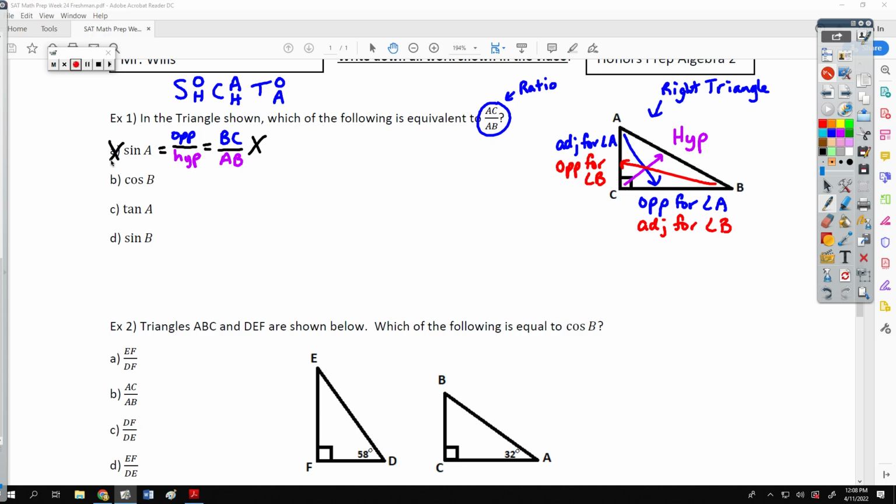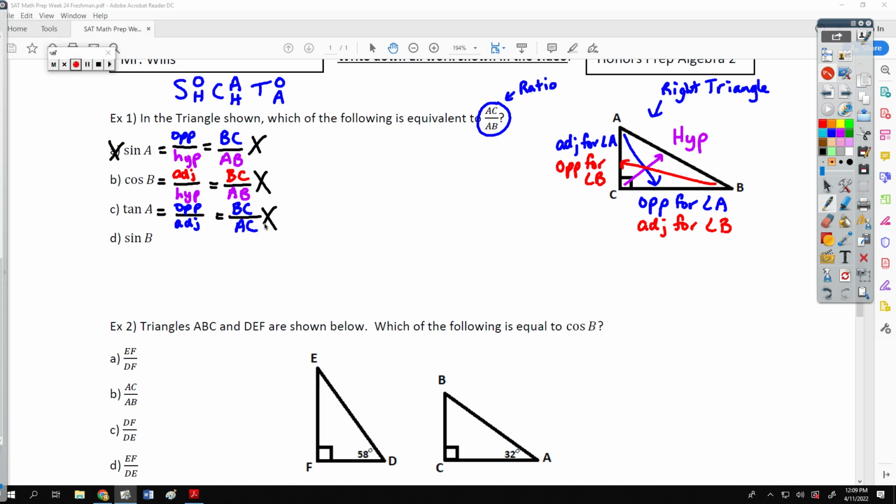Okay, the cosine of angle B would be the red adjacent, the adjacent side to angle B, which is BC, over the hypotenuse, which is AB. Again, that does not match the answer that we're looking for. That is not correct. The tangent of angle A would be opposite over adjacent, and we'd be using the blue because angle A was named with the blue. So that would be BC over AC. That is also not what we're looking for.